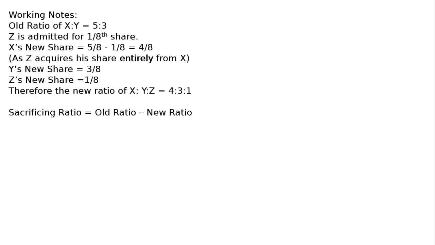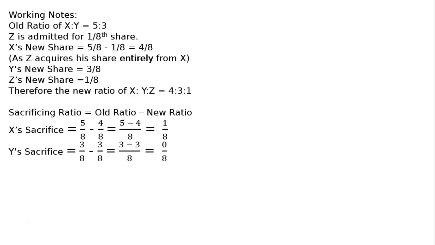Sacrificing ratio is equal to old ratio minus new ratio. X's sacrifice is equal to 5/8 minus 4/8. That is equal to, LCM 8, 5 minus 4 is equal to 1/8. Y's sacrifice is equal to 3/8 minus 3/8, that is 3 minus 3 is equal to 0/8. Therefore, the sacrificing ratio of X to Y is equal to 1:0.